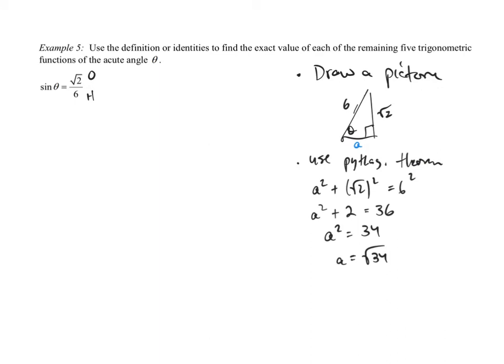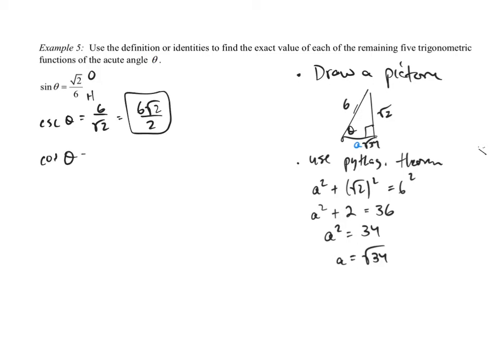Okay, so now that I know that this bottom side of the triangle is square root of 34, I should be able to go about doing everything like normal. So for this angle theta, remember that we put our angle theta right here. We already know sine theta, that was given to us. And so now we can say what cosecant theta is. Since it's just the reciprocal, that's going to be 6 over the square root of 2, which when we rationalize will be 6 square roots of 2 over 2.